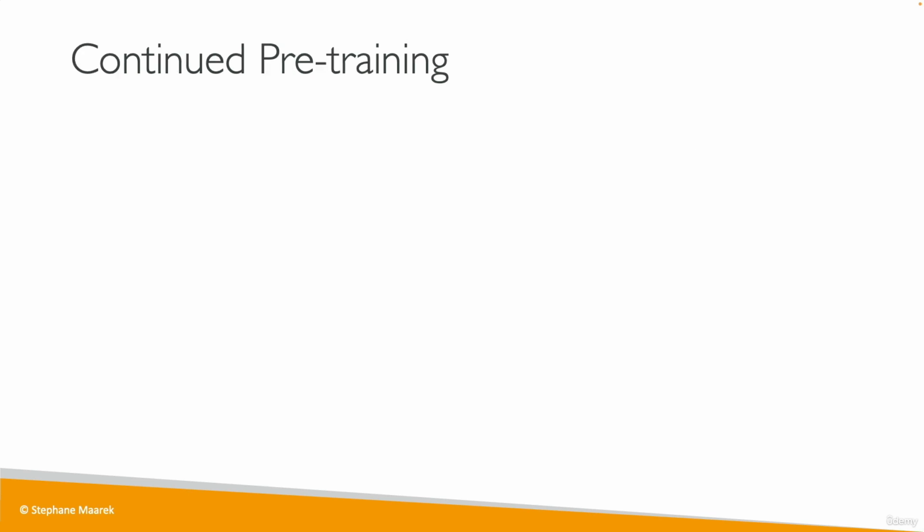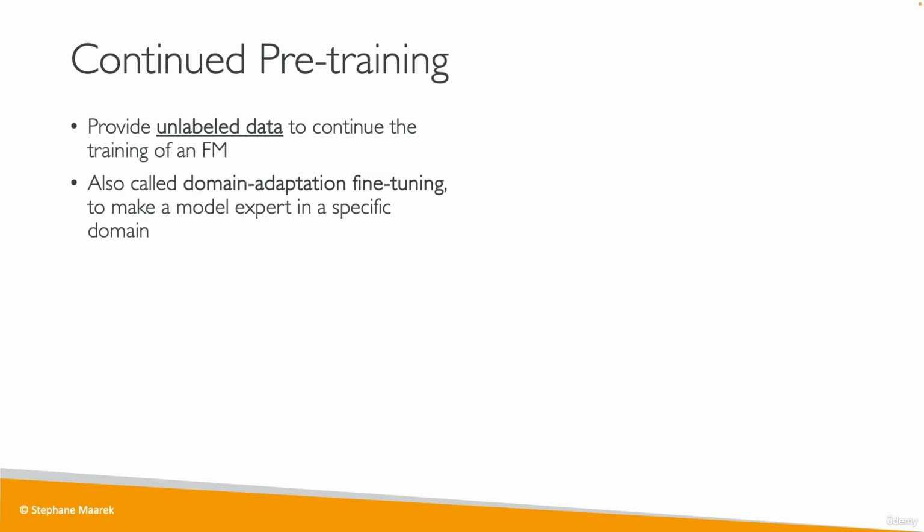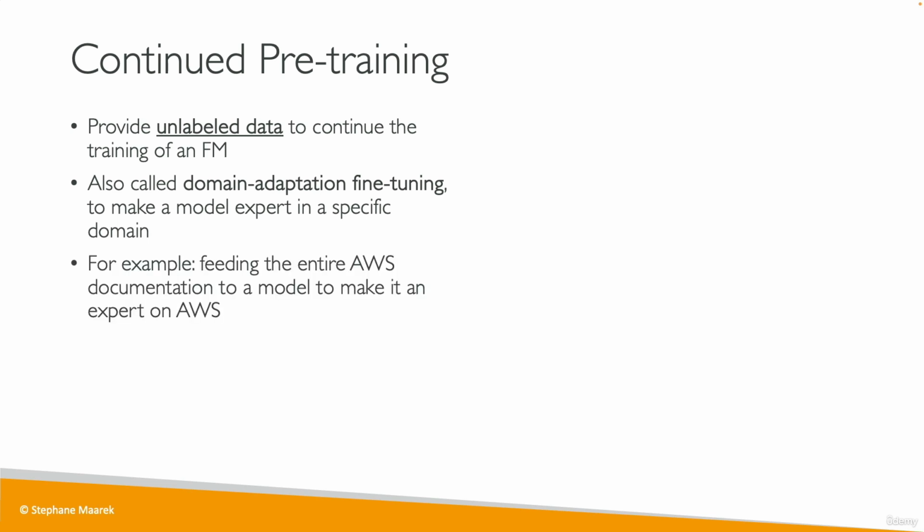Next, we have continued pre-training. Here, the idea is that we continue the training of the foundation model. Because we know foundation models have been trained using unlabeled data, we need to provide unlabeled data for continued pre-training as well. This is something you look for in the exam. If you have unlabeled data, this is the kind of fine-tuning you need. It's also called domain adaptation fine-tuning, to make a model an expert in a specific domain. For example, I'm going to feed the entire AWS documentation to a model, and then the model is going to be an expert on AWS. Here, we're just giving all the documentation. It is unlabeled data, so this is continued pre-training. And now the model has become a domain expert.